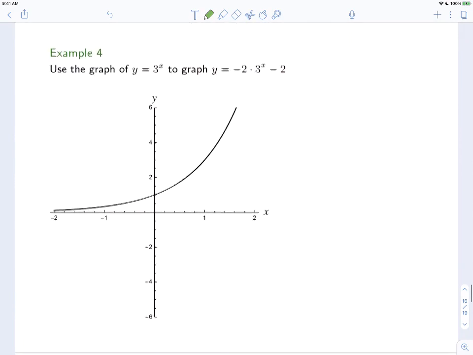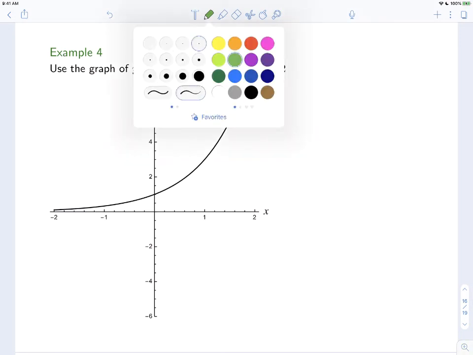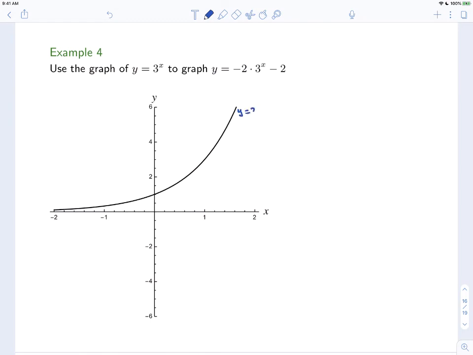Here's another example. Use the graph of y equals 3 to the x again, so this is still the same parent graph. y equals 3 to the x. But now what we're graphing is y equals negative 2 times 3 to the x minus 2. So notice that we have the parent graph 3 to the x. What we're going to do with this is we're first going to multiply it by 2. That's the first step. Then you reflect it. And then the last step is to translate down by 2. When you subtract by 2, that's translating down. But the first thing we're going to do is multiply by 2, and then we're going to reflect it. So how's that going to work?